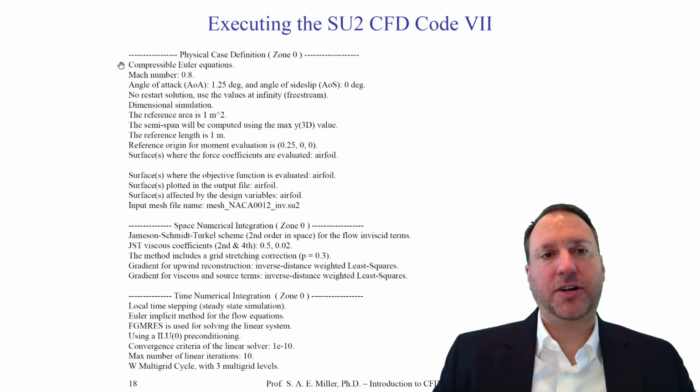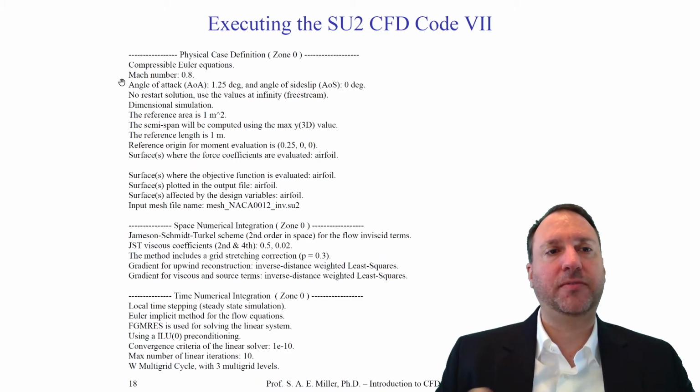It's going to solve the compressible Euler equations. The global Mach number, which we'll talk more about later, and we'll talk about a lot of these things in this class, is 0.8. So the incoming flow is a Mach number of 0.8. The angle of attack to the airfoil is 1.25 degrees. There's no side slip angle. There will not be a restart solution. The solution is dimensional using SI units, and it has reference lengths. So read through this yourself and you can get some ideas.